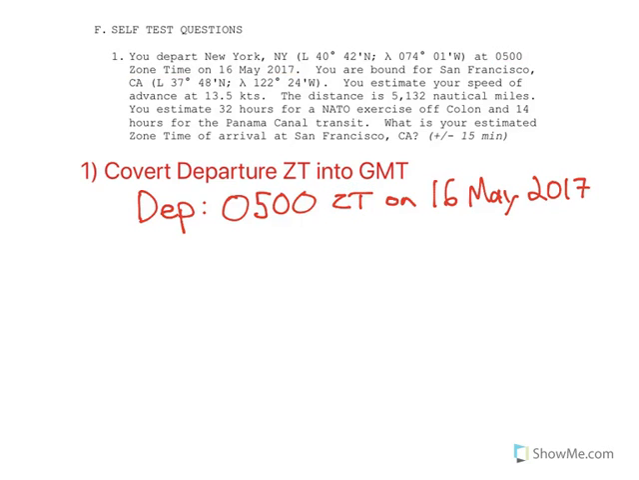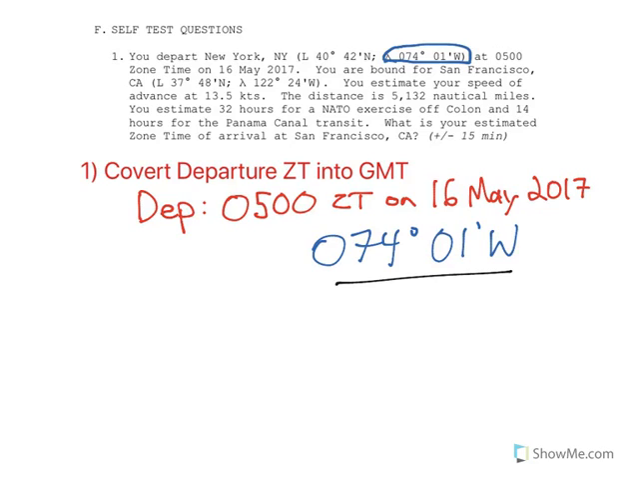Let's start off by finding the zone description of our departure. So in New York, we give you the longitude. So it's 074 degrees, 1 minute west. So we'll bring that down. And we need to divide that by 15 degrees to figure out our zone description. However, we can't put this number into a calculator because it's not a full number. So we need to take our minutes, 01 minutes, and convert it into degrees. So we'll take our minutes divided by 60, and we get 0.017 degrees.